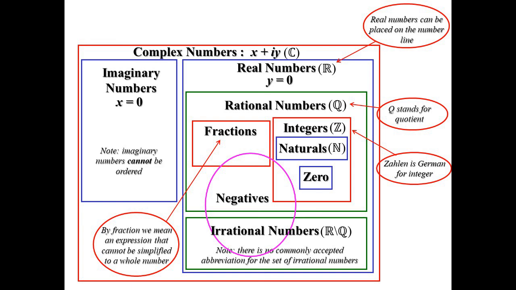We can't really break down the imaginary numbers into anything else because you can't order an imaginary number. You can't say this one's bigger than the other one. You can only order something that can be placed on the number line. Well, that's the real numbers.